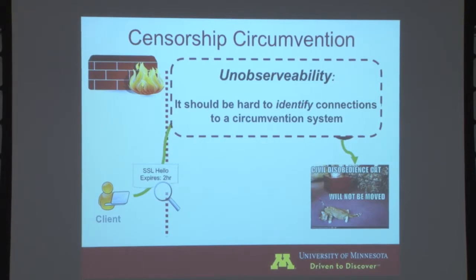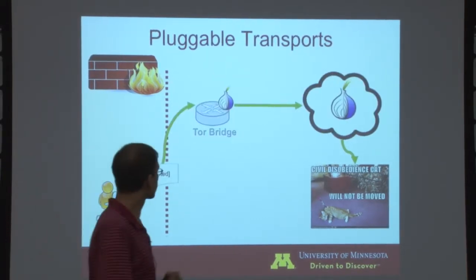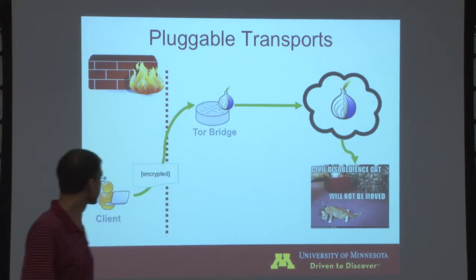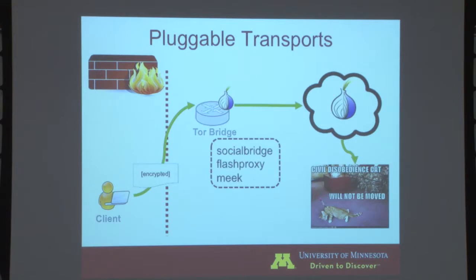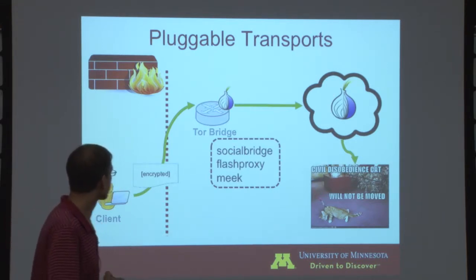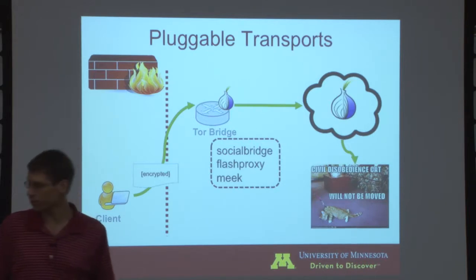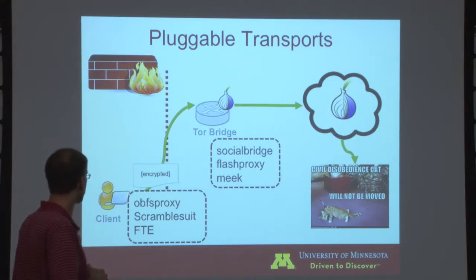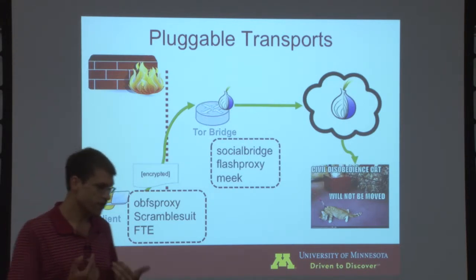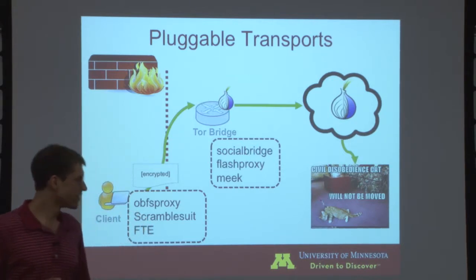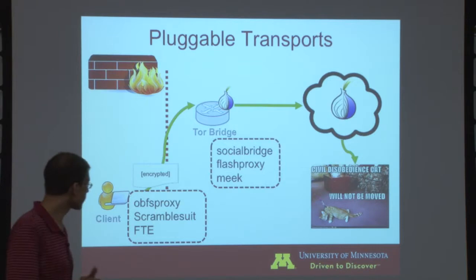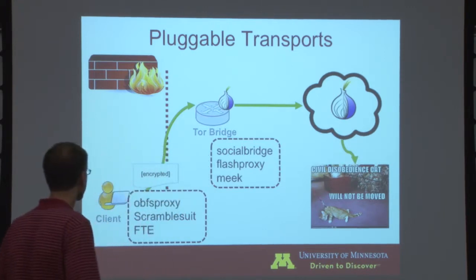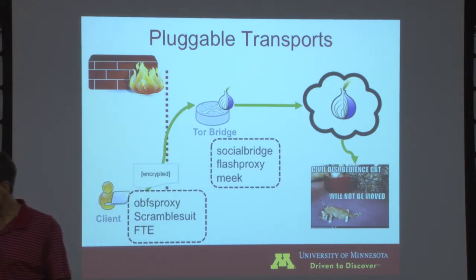And so this has led in the Tor infrastructure to kind of an arms race where Tor has various ways of trying to keep censors from finding out the IP addresses of all their bridges. They have systems like Social Bridge, Flash Proxy, and Meek. And Tor has a bunch of different ways of encrypting their traffic so that it doesn't look like anything in particular. So there's obfs proxy, ScrambleSuit, and format transforming encryption. And so right now they're kind of playing in this arms race, okay? And that's on the practical side.